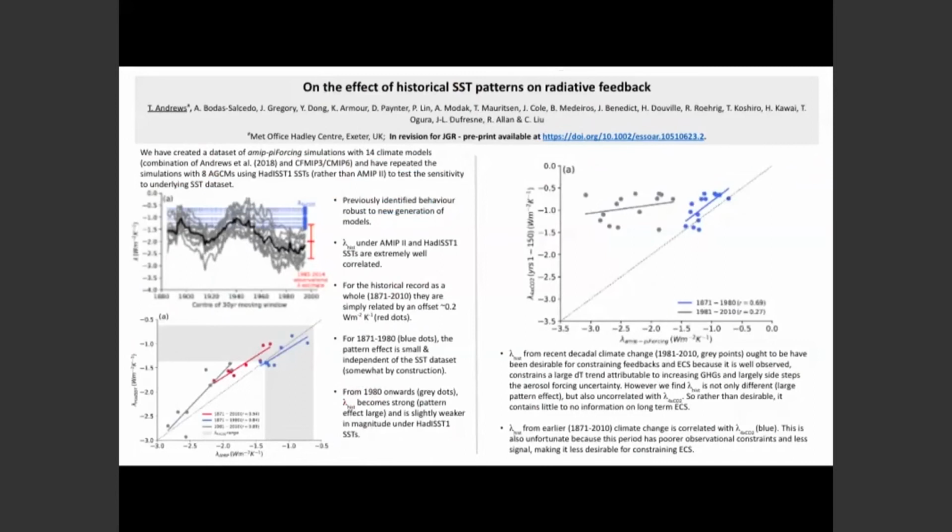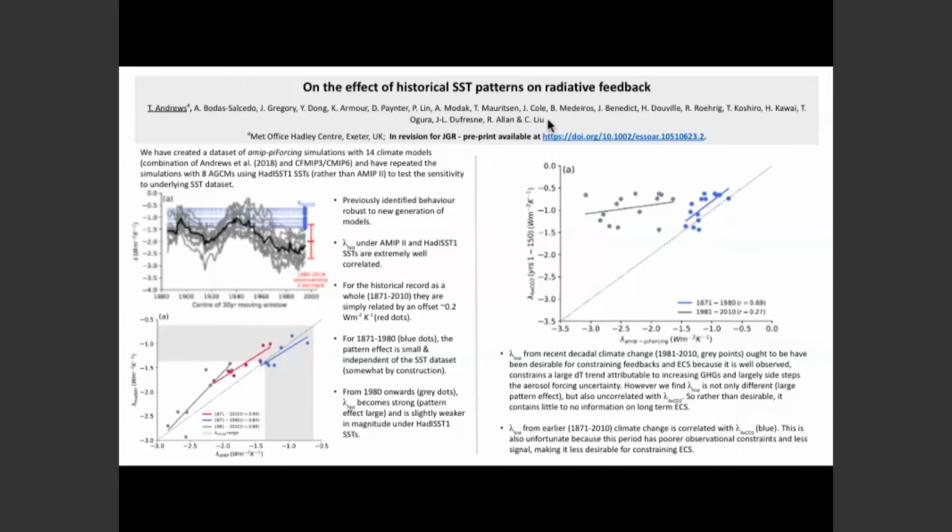That's a combination of Andrews et al. 2018, which was a CMIP5 generation, with the new CFMIP3, CMIP6 simulations. And we've also done 8 simulations where we repeat the AMIP PI forcing, but with HadISST1 SSTs as well to test sensitivity of the data set. So just a headline result really is that the previous multi-decadal variability and feedback parameter we've seen is robust. There are no big surprises there.